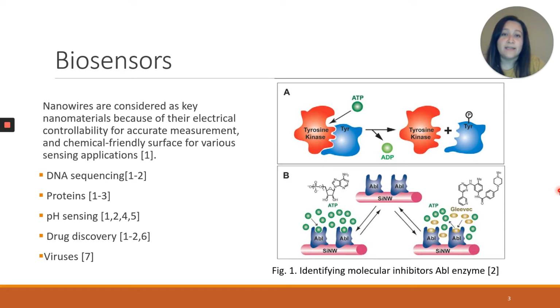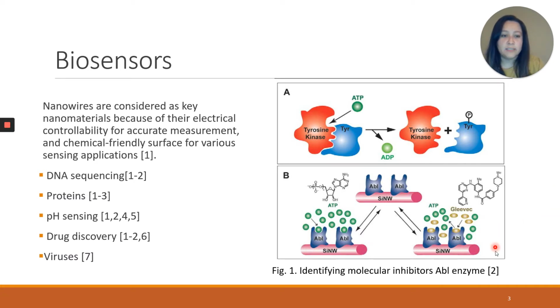Nanowires have a wide variety of applications. I specifically looked at how they're used in biosensors. Nanowires are considered key nanomaterials because of their electrical controllability for accurate measurements and chemical-friendly surface for various sensing applications. They have been used in DNA sequencing, looking at proteins, pH sensing, drug discovery, and viruses.